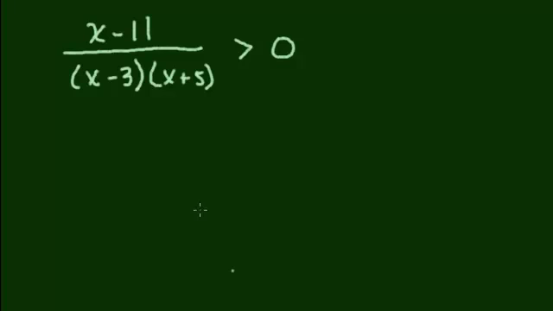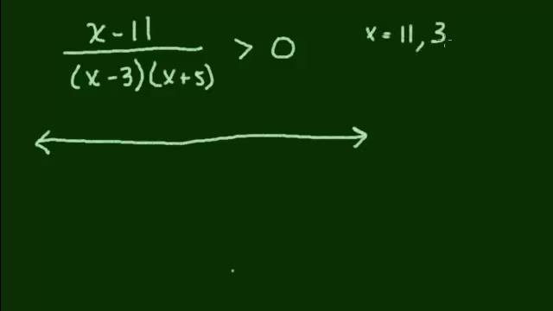This one is extremely messy, but now I've got it where I want it because I can see that my boundary points are going to be at x equal 11, 3, and negative 5. I have boundary points, so I'll put them in order on my number line, negative 5, 3, and 11. I'm going to test in between each of these sections.